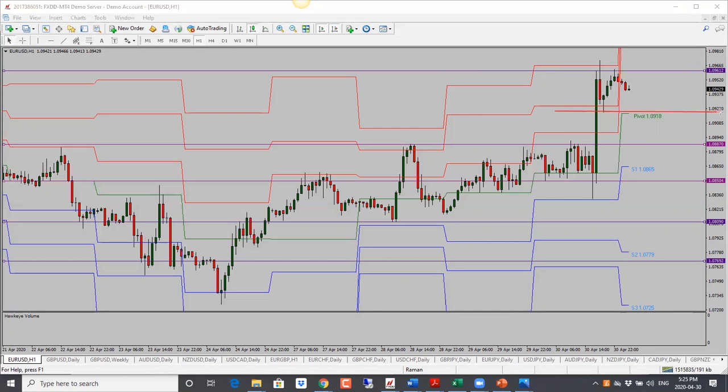Caution here would be this pivot point level at 1.0920. If it holds above this level, we can see that continuation move. But once it drops through the pivot point level, then I would look for a move back towards 108.50. So for now, bias is neutral for euro dollar.